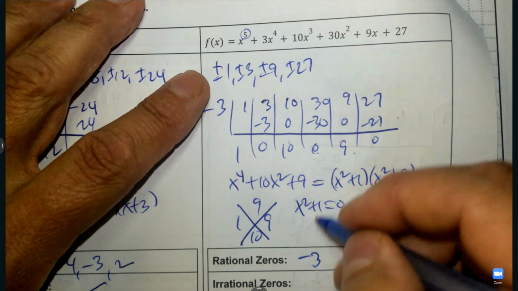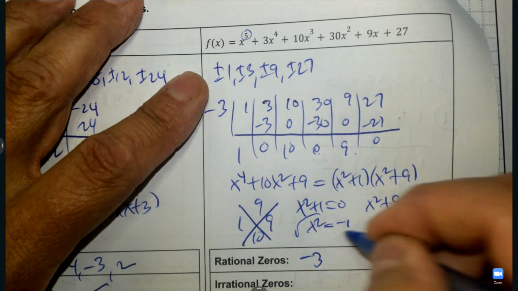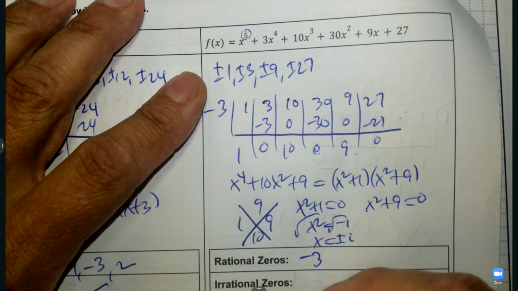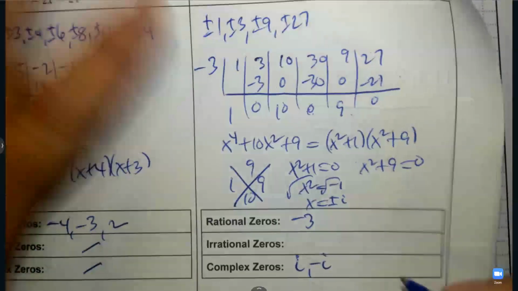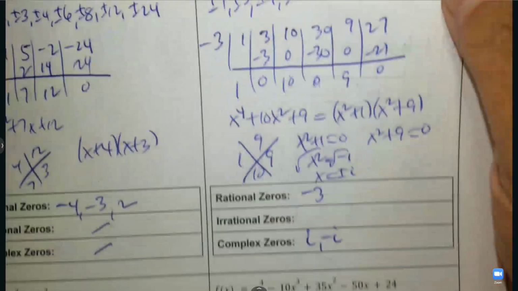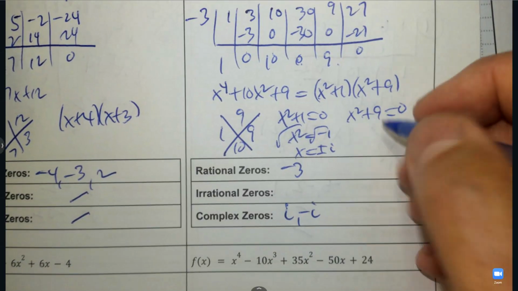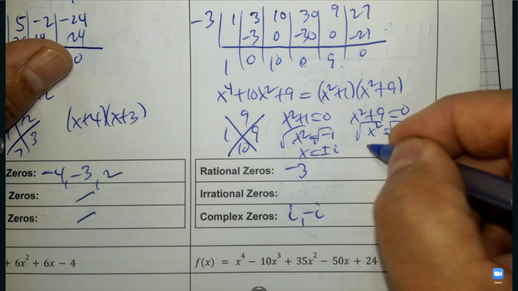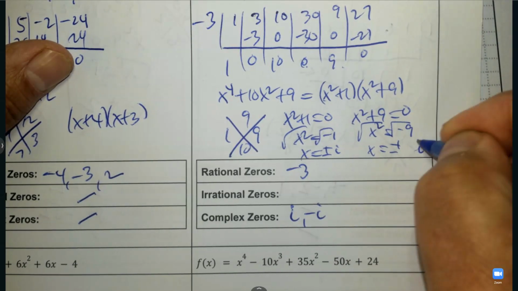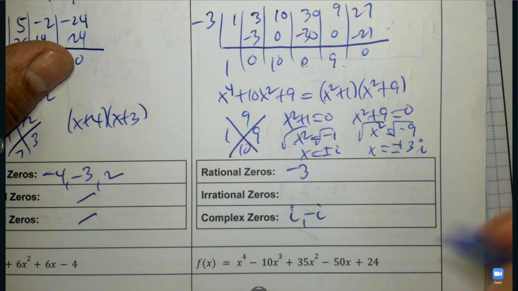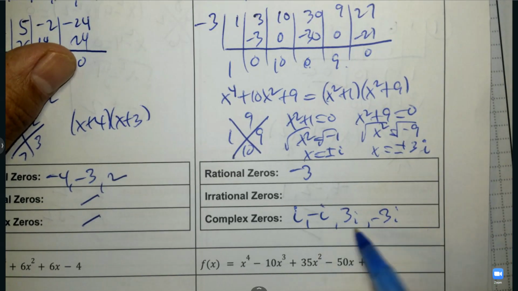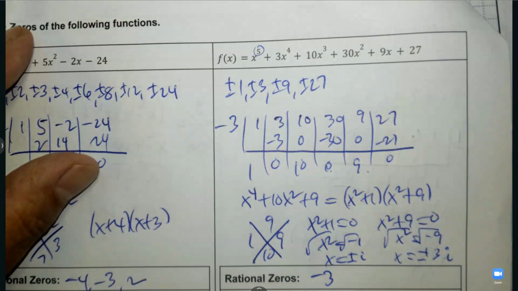That's a 0. So if I solve this, I'm going to subtract 1. When I square root a negative number, it's imaginary. So that's positive i and negative i. So the square root of -1 is i and negative i. If I subtract 9 and square root, the square root of a negative number again is imaginary, and the square root of 9 is 3. So it's positive 3i and negative 3i. And if I go 1, 2, 3, 4, 5, that's all the zeros.